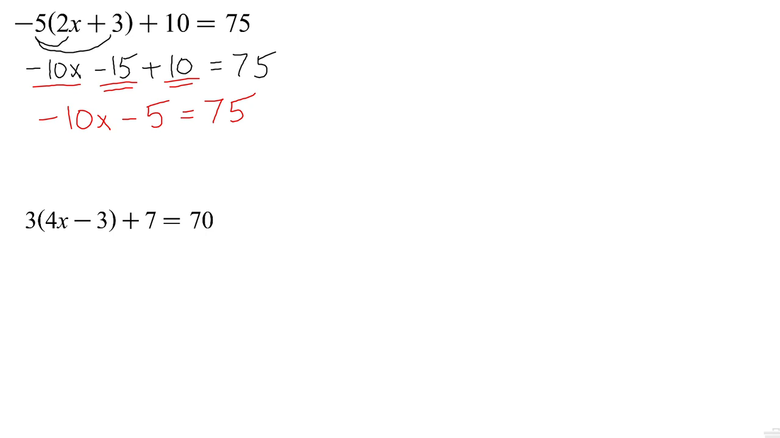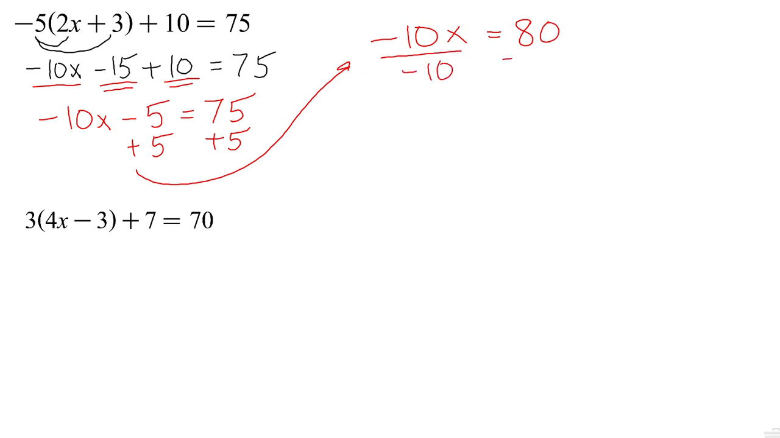Then we'll just treat it like a regular 2-step linear equation. We'll add 5 to both sides. I'm going to write the result up here. The negative 10x will just stay, right? Negative 10x. The negative 5 plus the 5 goes away. And 75 plus 5 is 80. When we divide by negative 10, we end up with x equals negative 8.